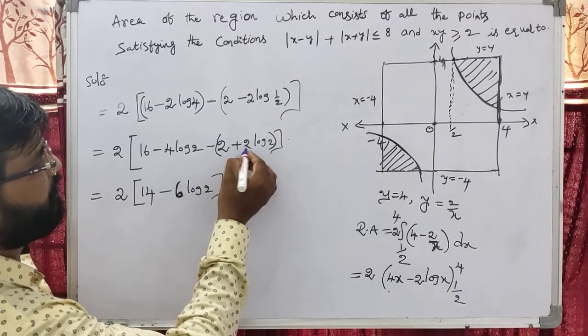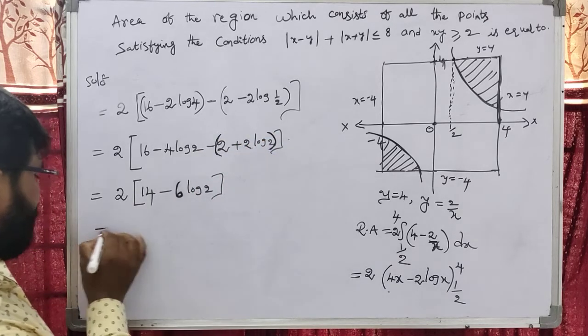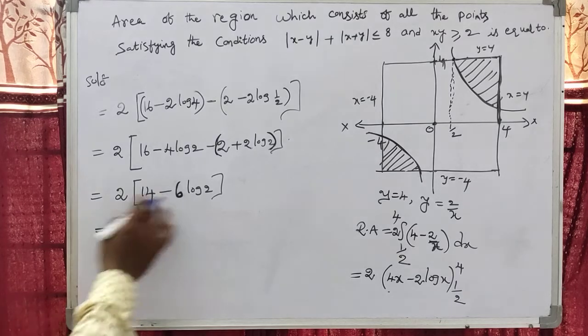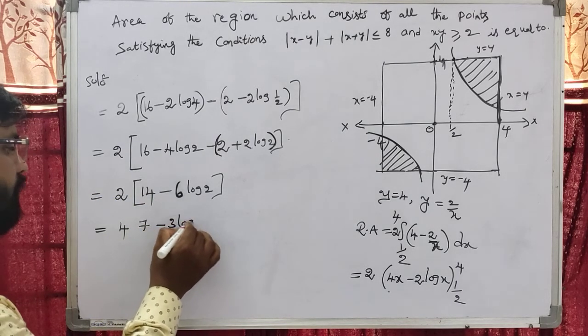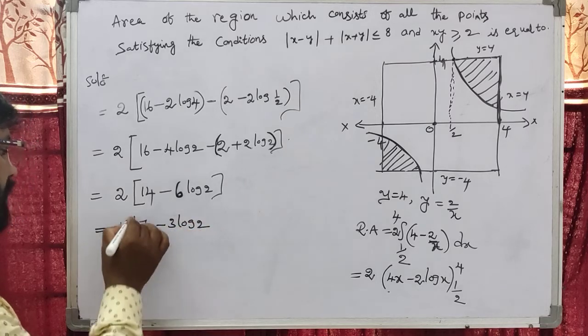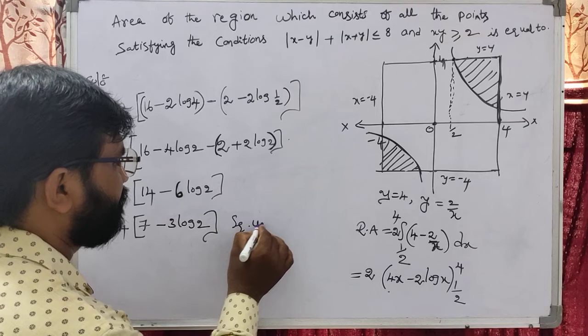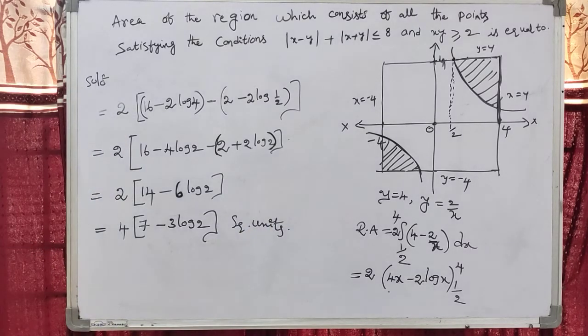Here this is important, you can put the bracket here. Therefore, students, when we take the common 2, 2 into 2 is 4, this is 7 minus 3 log 2 square units, okay students. This is the required area.